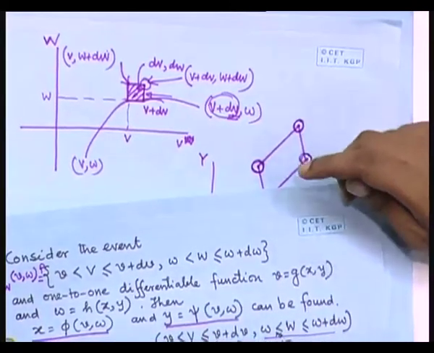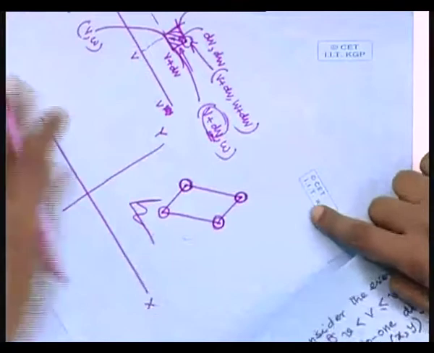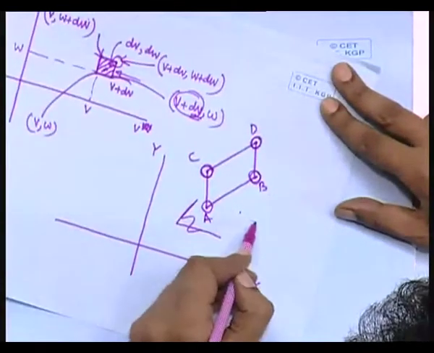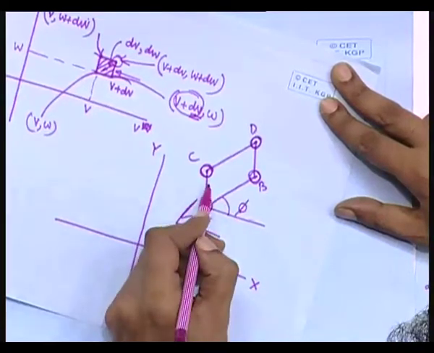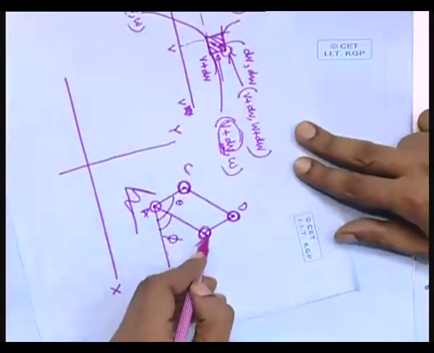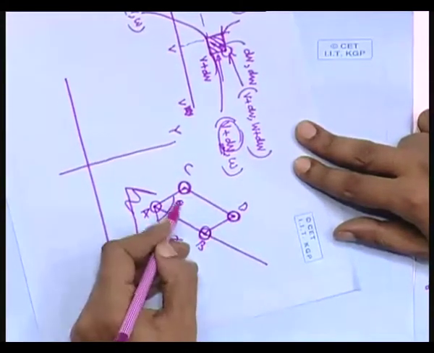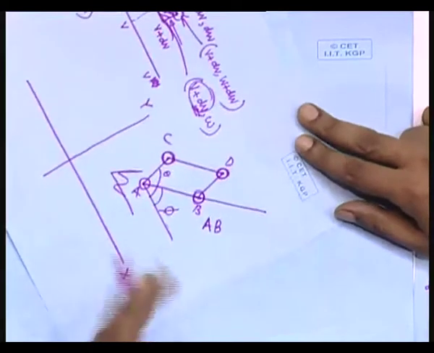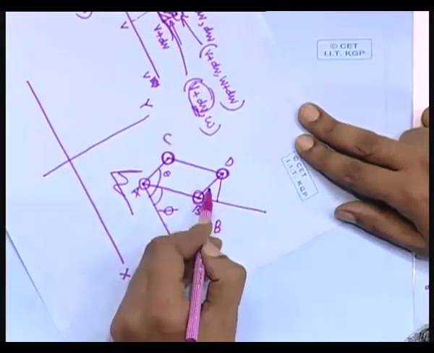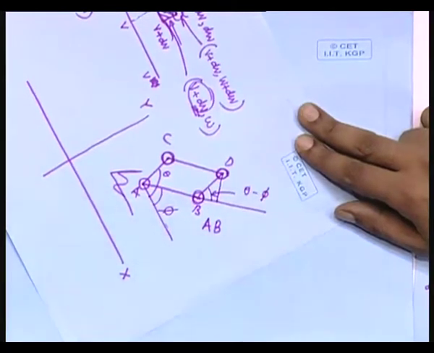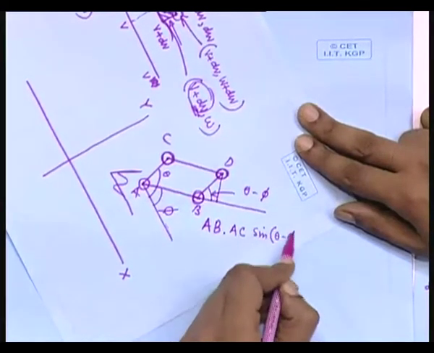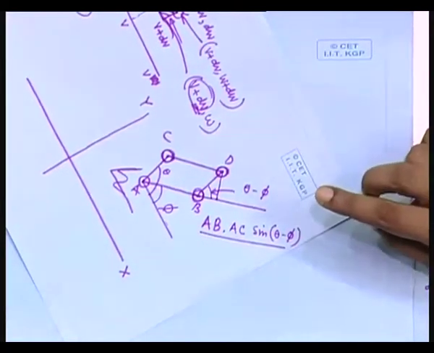Now you have to find its area. The area of a parallelogram: suppose this is A, B, C and D, and suppose this angle is phi and this is theta. What is the area of this parallelogram? It is AB, I hope you can see it, into AC, and this angle is theta minus phi. So it is AB into AC into sine of theta minus phi, that is the area of the parallelogram. Agreed?